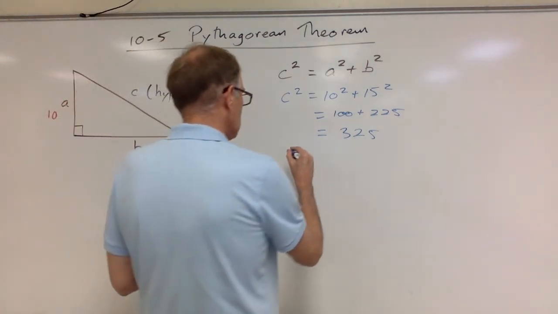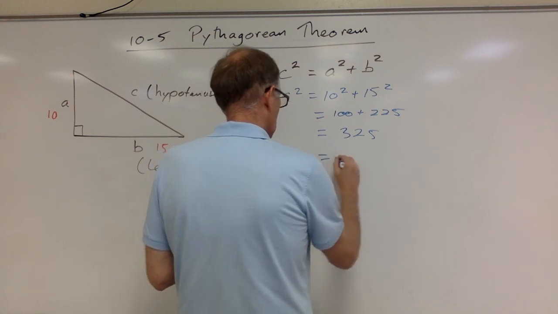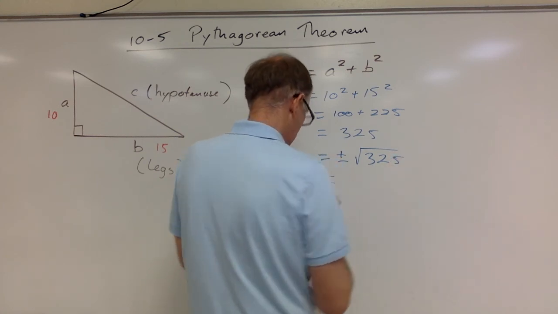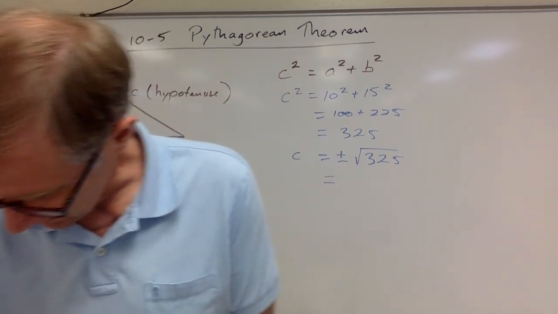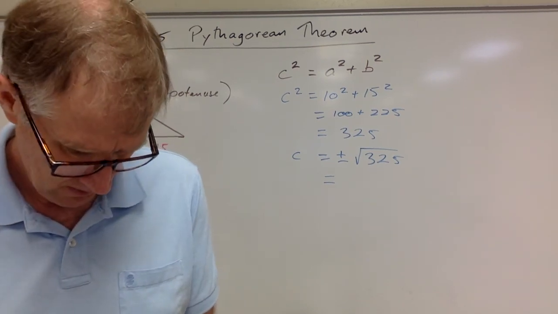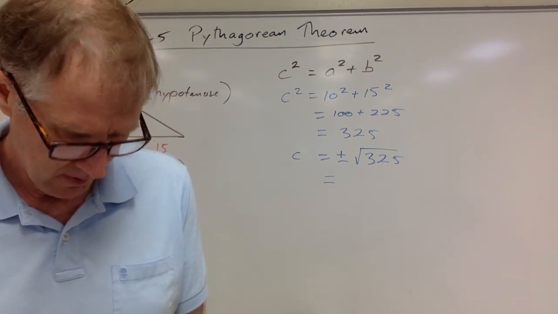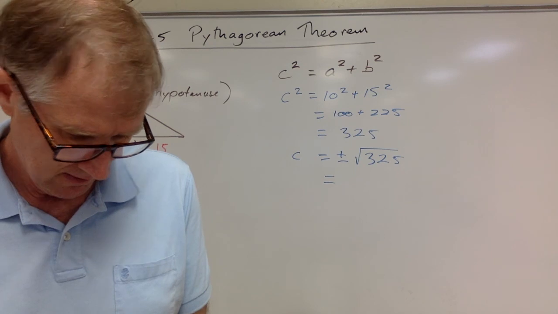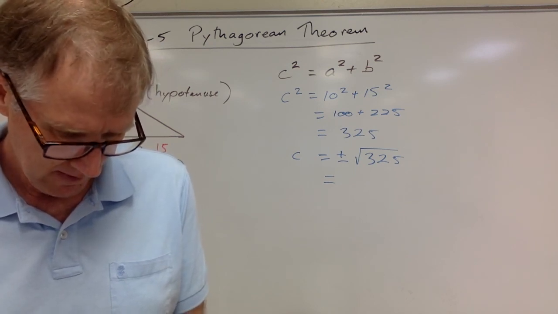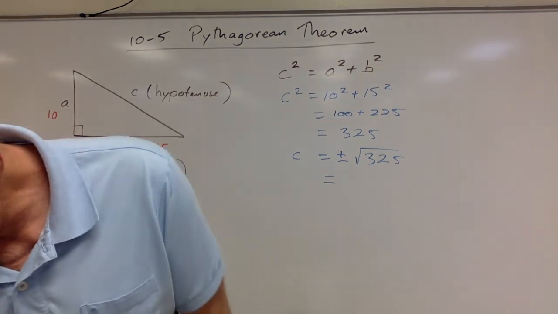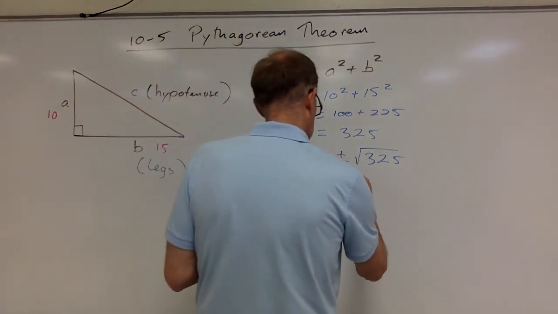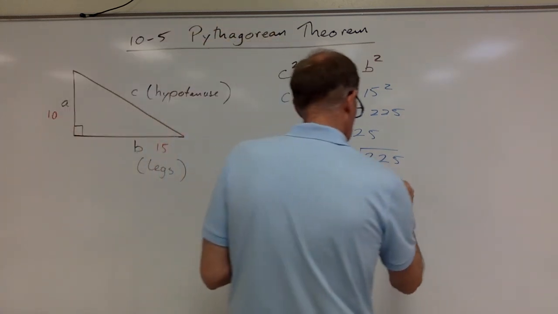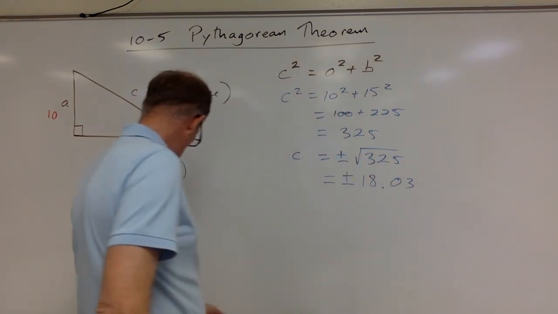So the value of C equals plus or minus the square root of 325, which is, let's go ahead and do that on a calculator. The square root of 325, which is plus or minus 18 or so. If they ask you to round, this is 18.03.